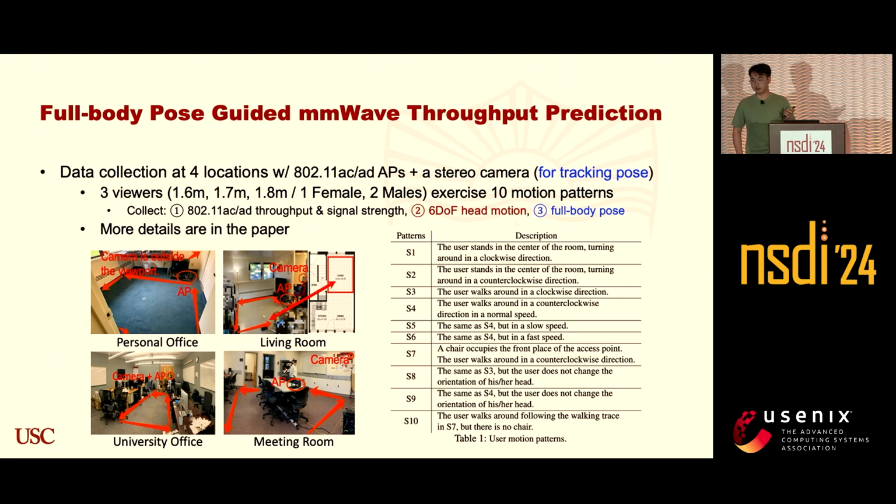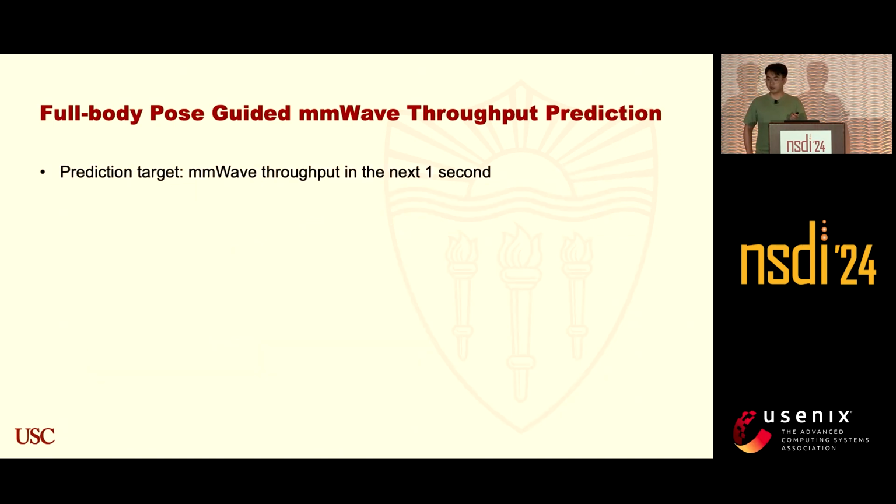And basically, our data set consists of these 3 features. First, the throughput and the signal strength of both AC and AD. And second, the 6 DOF motion of the viewer's head. And third, the full body pose tracked by a stereo camera. And in our experiment, we set the prediction target as the millimeter wave throughput in the next 1 second.